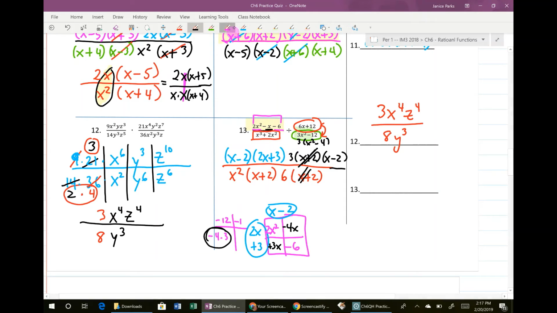And I get to cancel this 3 that goes into the 6 twice. So at the top, I have all of this left. I have a 2x plus 3. And then I have 2x minus 2. So I'm just going to write x minus 2 squared. They do not cancel because they're both in the numerator. In the denominator, I have these left. So I have a 2, an x squared, and an x plus 2. And that's your final answer for that.